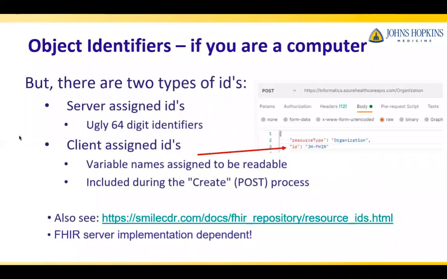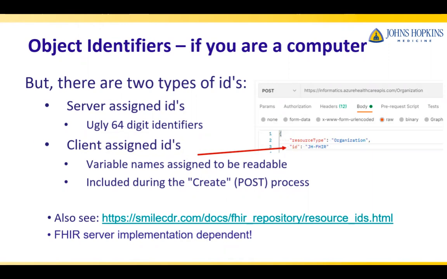The catch is that there are two types of identifiers, two types of IDs, or object identifiers. The first is a server-assigned ID, and this is the ugly 64-digit character string, which is unique on that computer, on that server. The second is a client-assigned ID, and the reason for this is because it's very difficult for people who are programming to remember these 64-character digits, and so we're going to write it to a variable name. The variable name has to be posted to the FHIR server, however.